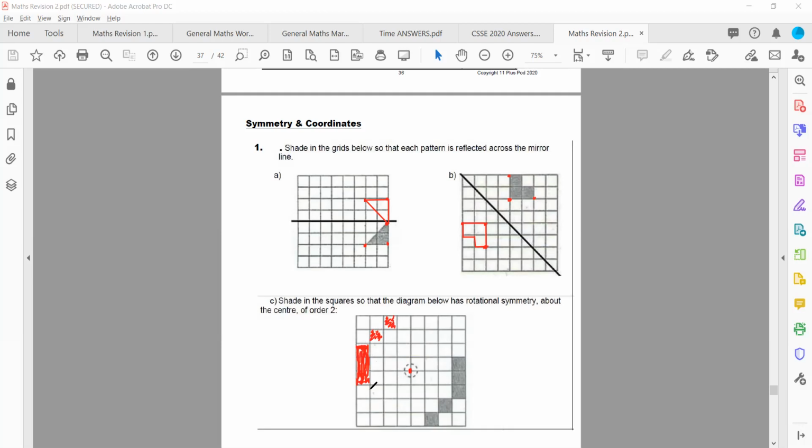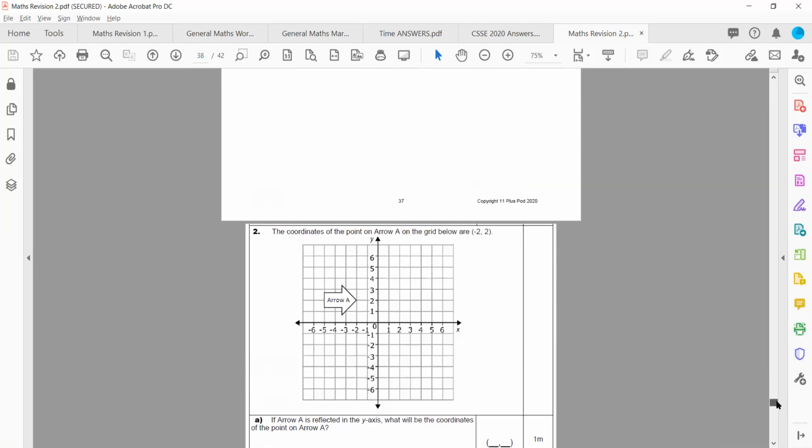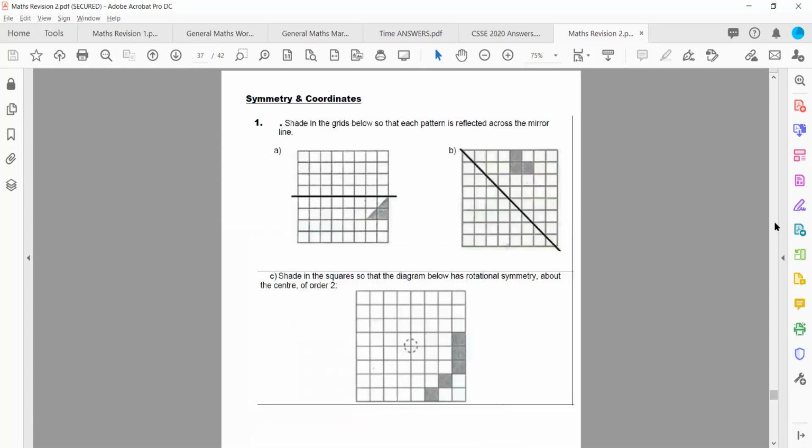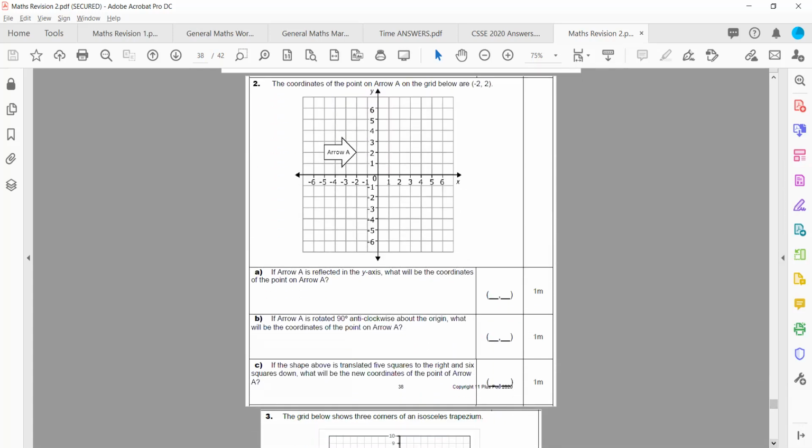Okay, let's come down and have a look at a couple of GCSE style questions with regard to rotation. So again, you can be tested on coordinates and rotation and reflection on the grids as well. So if we look here, we've got the coordinates of the point on arrow A are -2, 2.